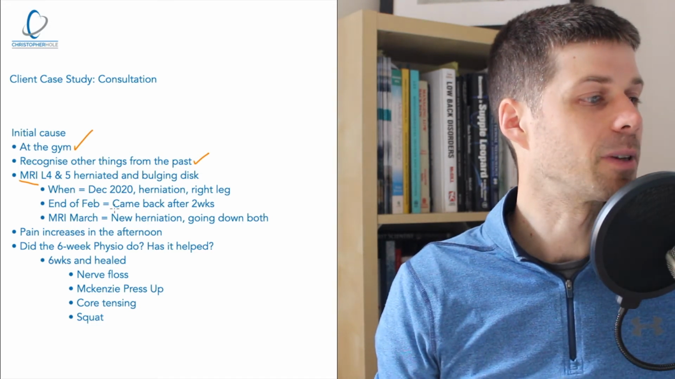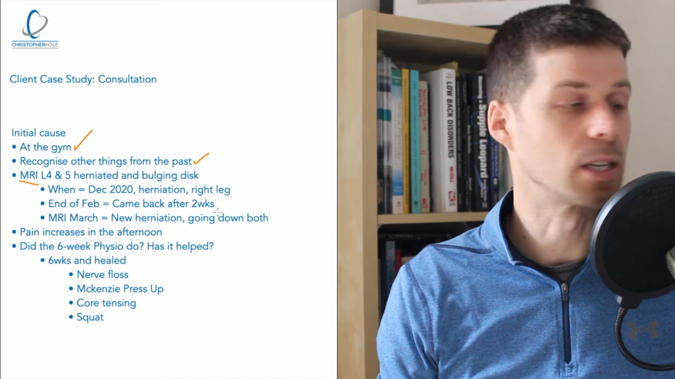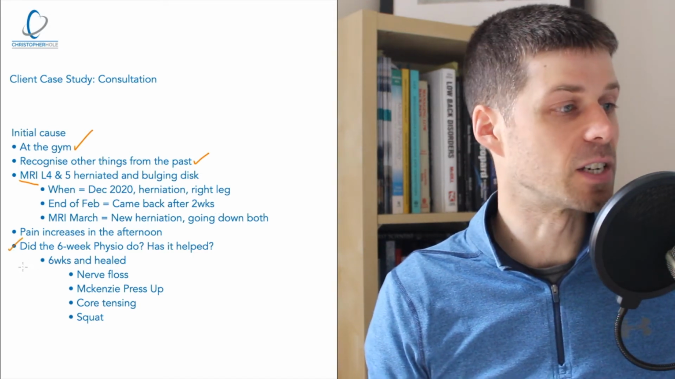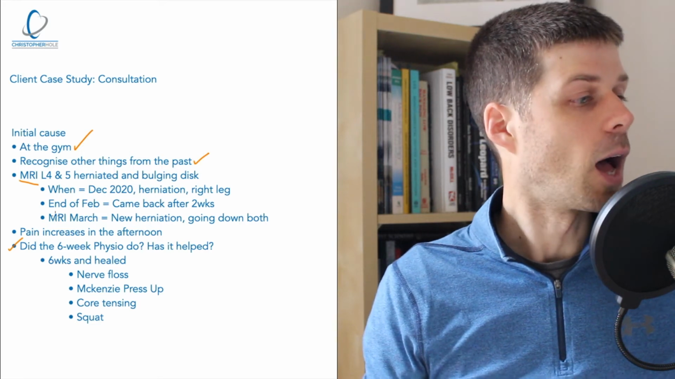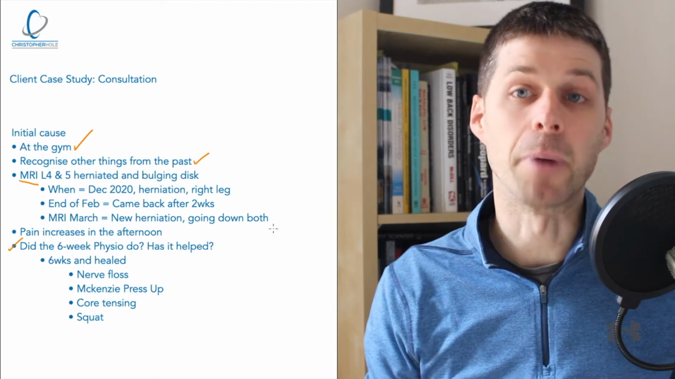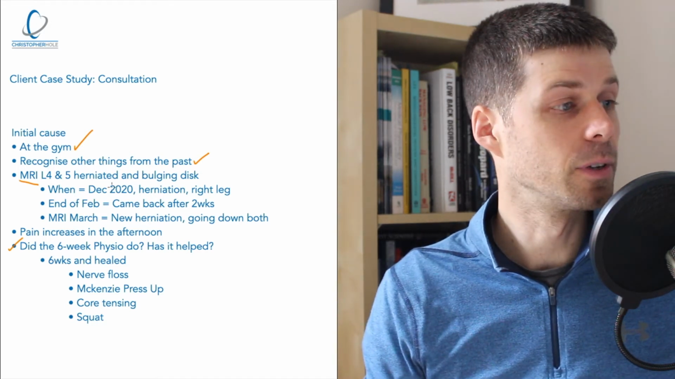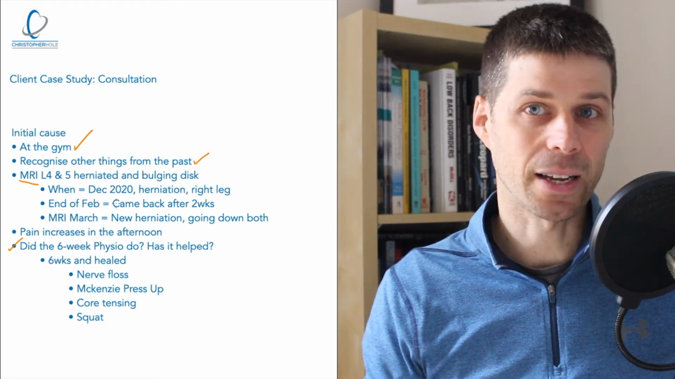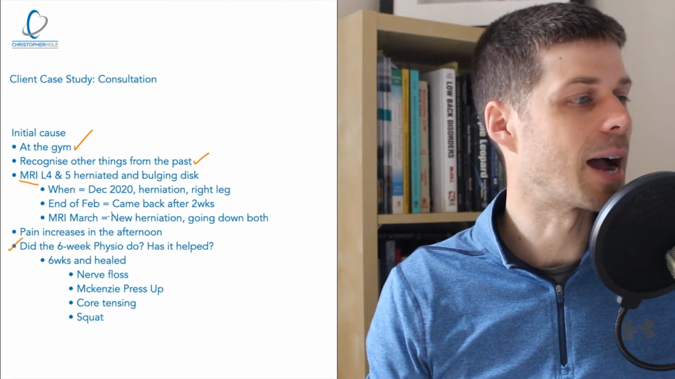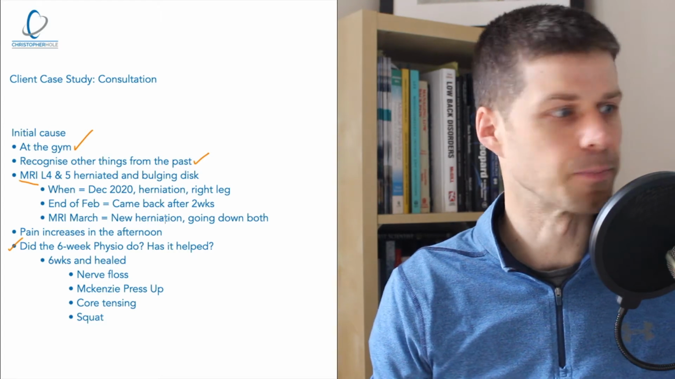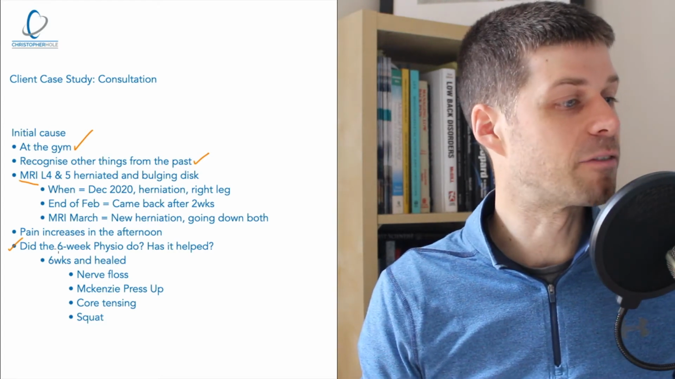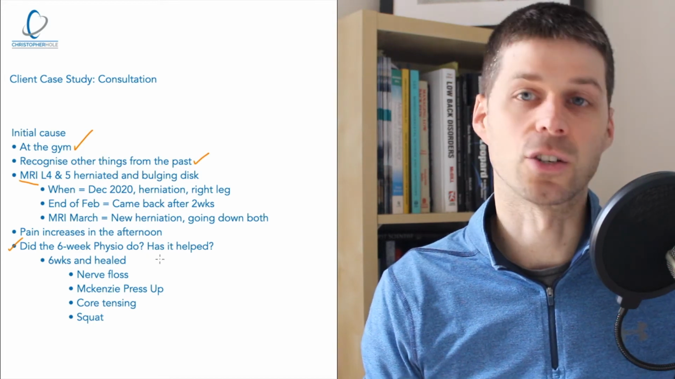By the end of Feb, it had come back after 2 weeks. So this was after seeing a physio for 6 weeks. She then had an MRI in March, new herniation, going down both legs. So it happened, it then had gone, and then it had come back, and there was a new herniation. So pain increases in the afternoon, as we've mentioned. So did physio for 6 weeks. My question, has it helped?